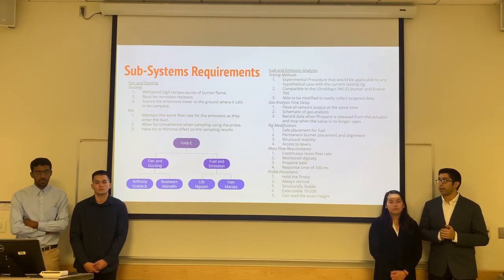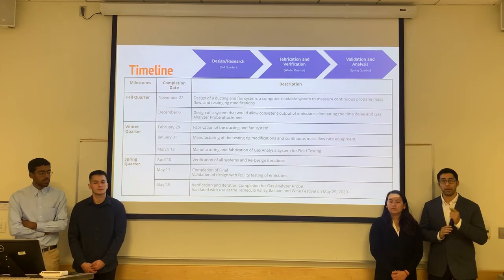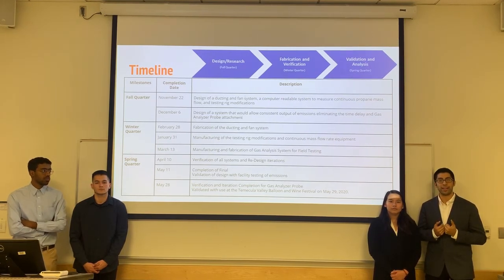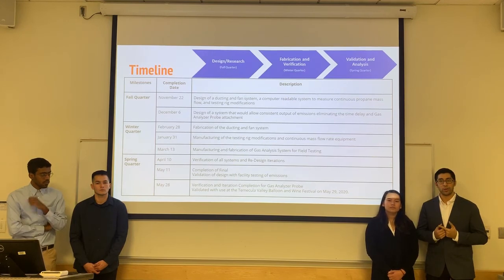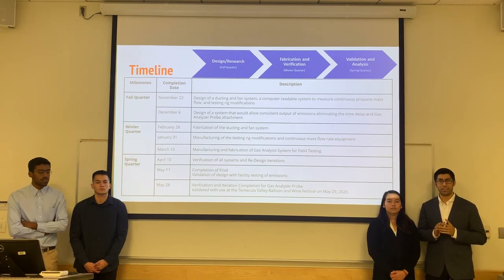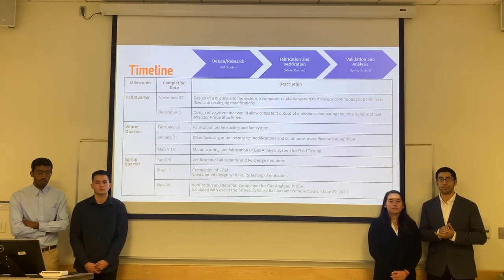In regards to the timeline, it's divided by quarters. In the fall quarter, it's all about design and research. This quarter, we researched and designed the components required to form a testing facility. In the winter quarter, it's all going to be about fabrication and evaluation of our design. We'll make adjustments as required. And finally, in the spring, it consists of validation and application of our testing facility. We're aiming to use our facility to evaluate the performance of the burner. We'll also be able to effectively measure emissions from real hot air balloons using our field probe placement.